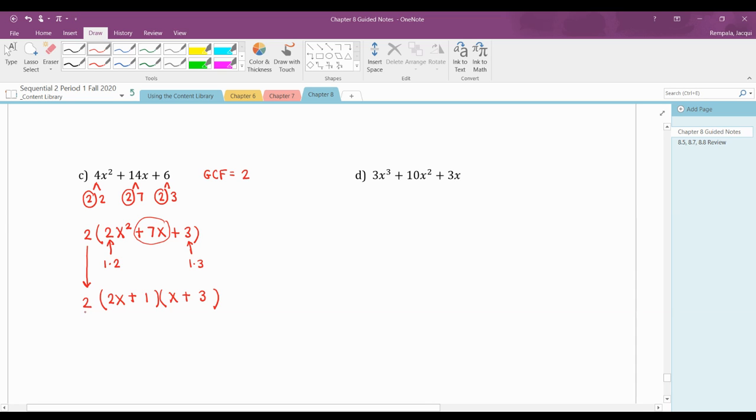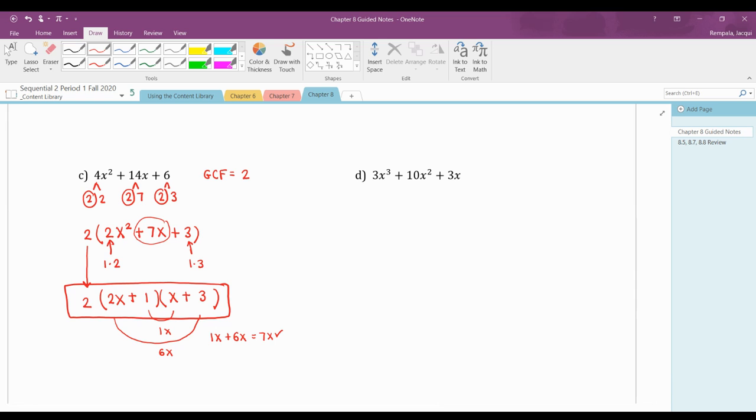So it has nothing to do with the GCF. I want to multiply the outer terms of my parentheses. So 2x times 3 is 6x. And then I multiply the inside terms. 1 times x is 1x. If I add those together, I'm going to get 7x, which is what I wanted. So notice the GCF needs to stay in my final answer. Everything else that I guessed is correct. So this whole thing would be my answer.